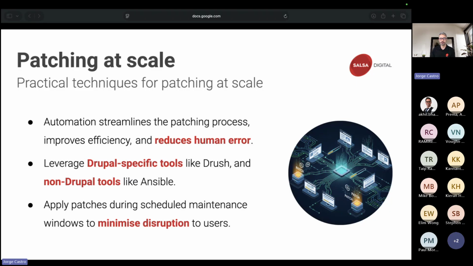But finally, look to apply the patches, even if you use automation, during scheduled maintenance windows. It's non-negotiable. Always manage expectations, minimize disruption to your users, and in the context of government, essential services.